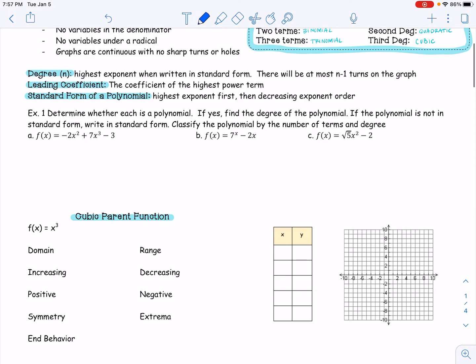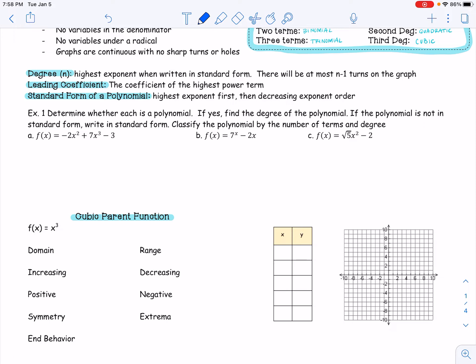But before we move on to cubics, let's just put those vocabulary terms to the test real quick. So example 1 says, determine whether each of these is a polynomial. If it is, find the degree. And if the polynomial is not written in standard form, go ahead and rewrite it so that it is in standard form. And then we want to classify the polynomial by the number of turns and degree.